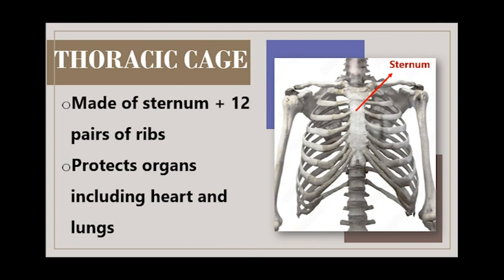Some are attached through cartilage, while some have no attachment point and are known as floating ribs. So we have completed the first part of the skeletal system, that is the axial skeleton, which includes skull bones, auditory ossicles, hyoid, vertebral column and also the thoracic cage.